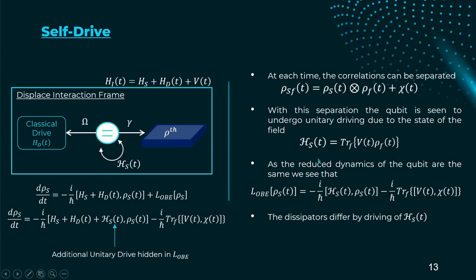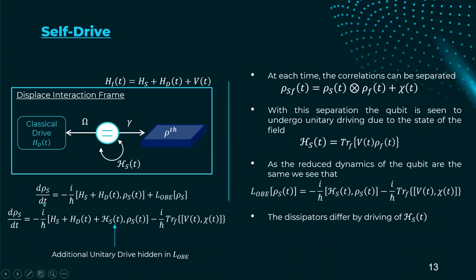Okay, this curly HS that I've defined. Now, this curly HS is important because it has the effect of the subsystem of the field instead, that is driving the qubit. You see, there's a trace over the field with the state of the field and the coupling term. So you can think of it as an external driving because of the reduced state of the field.